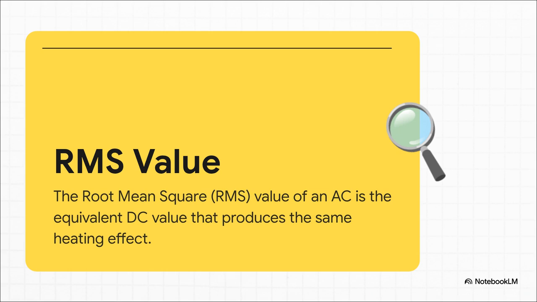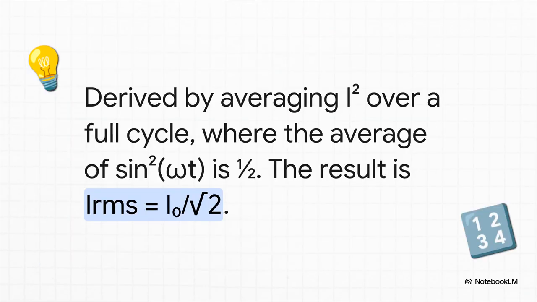It's the value of a steady, constant DC current that would generate the exact same amount of heat in a resistor as our fluctuating alternating current does. So, how do we get there? The derivation is all about averaging the instantaneous current squared, that's I naught squared, times sine squared omega t over one full cycle. Now, here's the mathematical shortcut you have to remember. The average value of a sine squared function over a complete cycle is just 1/2. Simple as that. Take the square root of that mean value, and bam, you get the most important relationship here. IRMS is the peak current, I naught, divided by the square root of 2.